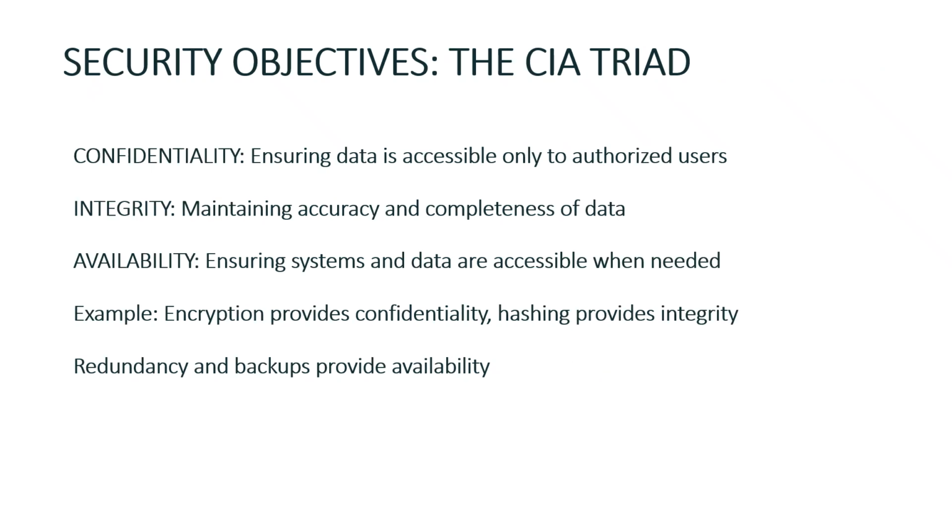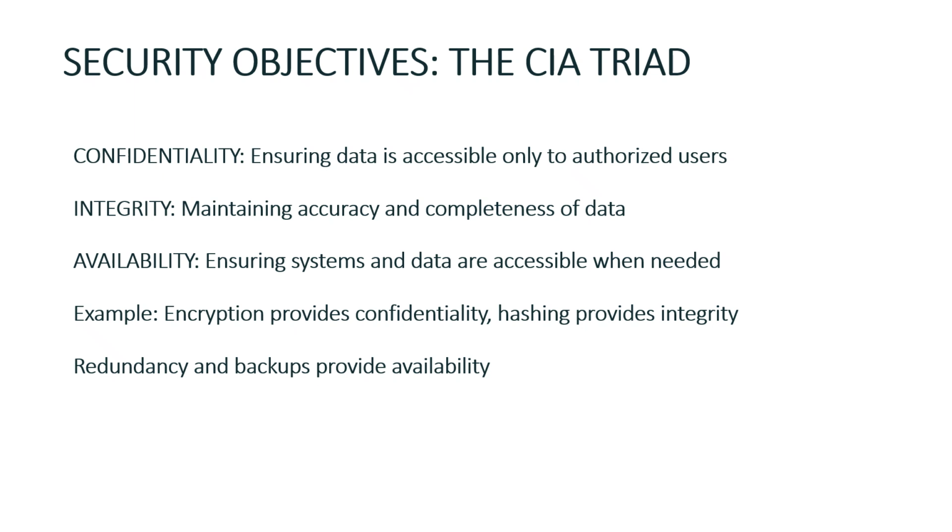Security objectives. The CIA triad. The CIA triad forms the foundation of all security efforts. Confidentiality ensures that data is accessible only to authorized users through encryption and access controls. Integrity maintains the accuracy and completeness of data using hashing and digital signatures to detect unauthorized modifications.